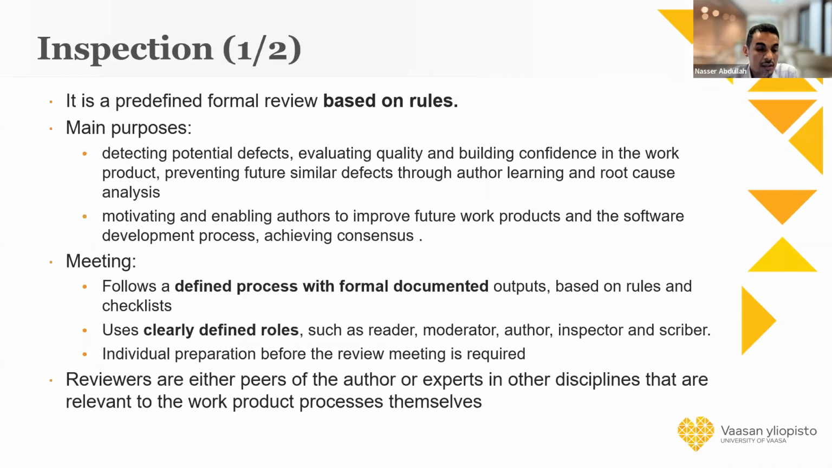The last one is the inspection. Inspection is actually the most formal review. Here each person takes a role, and they have all the roles defined. For example, we have the moderator, we have the scribe, we have the author or the writer. So all the roles should be included, and the meeting here is also compulsory.